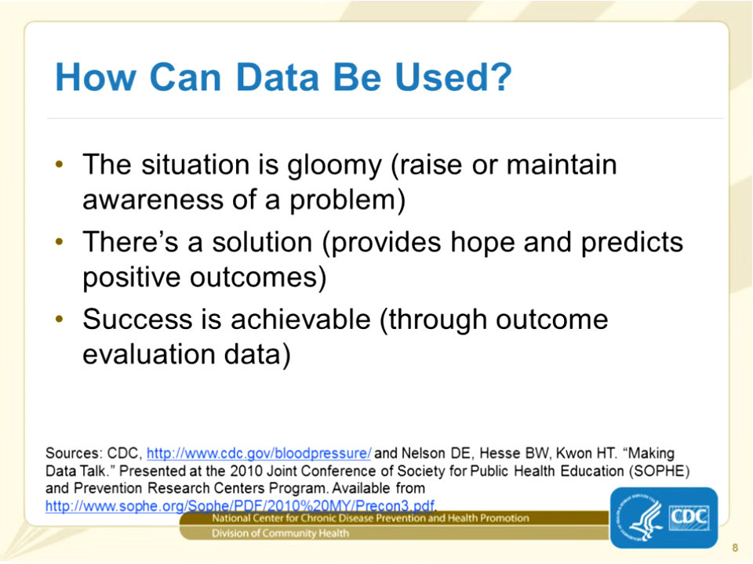But first, let's consider how data can be used in our messages, and let's use hypertension as an example. Data can describe how bad a situation is in order to raise or maintain awareness of a problem. For instance, about 1 in 3 adults have high blood pressure, but only half of those, 52%, have that blood pressure under control. Data can also offer a solution for a problem and predict success. In other words, reducing the average sodium intake across the population to 1,500 milligrams per day may save 26 billion healthcare dollars and reduce cases of hypertension by 16 million.